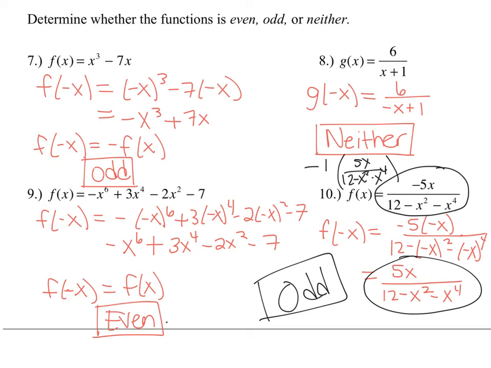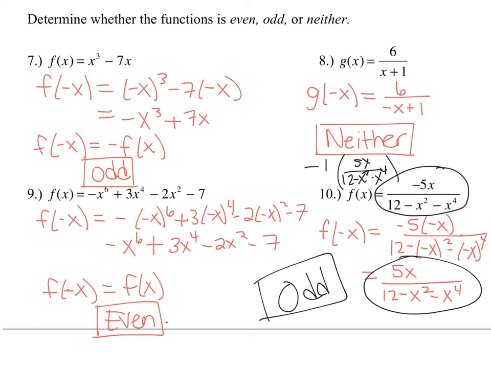Again, this is talking about even, odd, or neither in regards to symmetry. Even functions are symmetric about the y-axis. Odd functions are symmetric about the origin. And then neither could have symmetry about something else, or just no symmetry at all. But this is how we test for it.